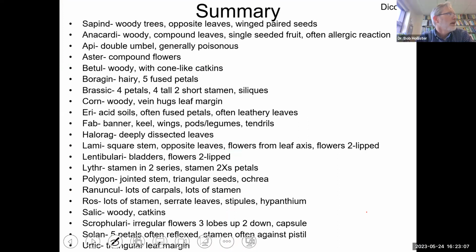Okay, so that was our fire hose, real quick, of a bunch of families for the dicots. Lots of info, a lot to take in, but hopefully you'll recognize a couple of these. Again, I try to do the easy ones and the ones that are fairly common in Michigan wetlands.